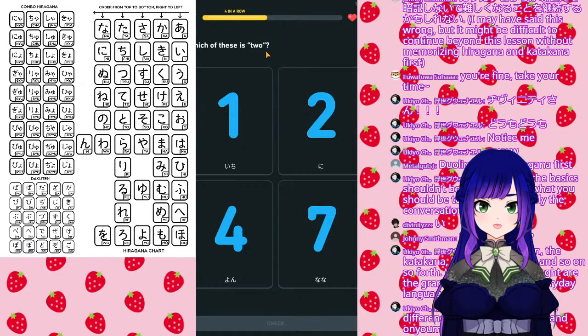I think it's easier because I do Spanish already and I think it's a really good app. So なんかね、いいアプリだと思うからこれを使います。 Which of these is 2?